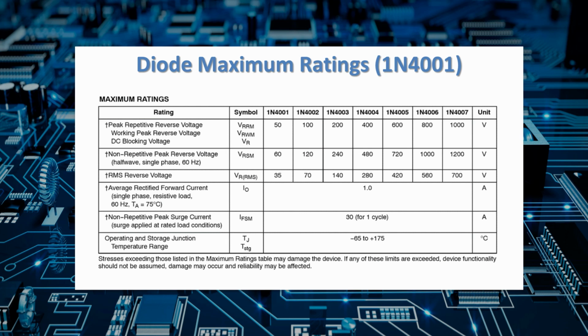Here's an excerpt from the datasheet for a 1N4001 diode. That's a fairly common diode used in rectifiers. Notice that the peak reverse range is 50 volts. If you get much higher than 50 volts in the reverse direction, the diode is going to break down and allow current to flow backward through the diode.